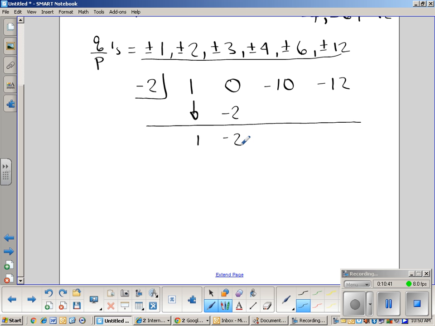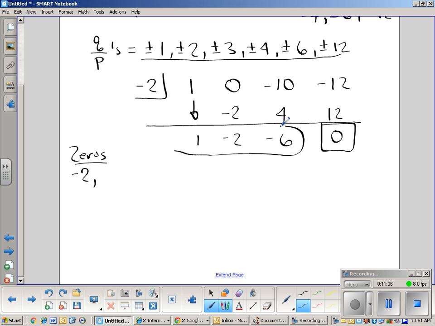-2 times -2 is +4. If I add, and -2 times -6 is +12. And if I add, I get 0. So my remainder is 0, making this one of my zeros. That's one of them. Okay? What equation do I get left from all of this? X squared minus 2x minus 6.